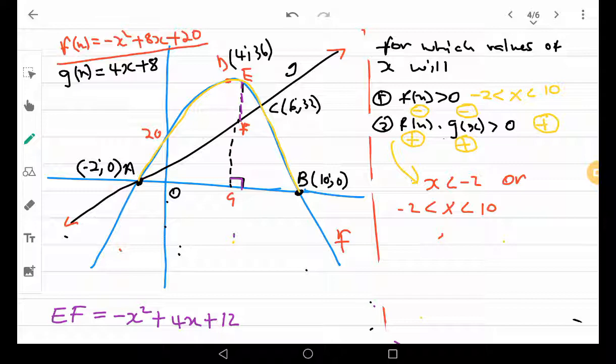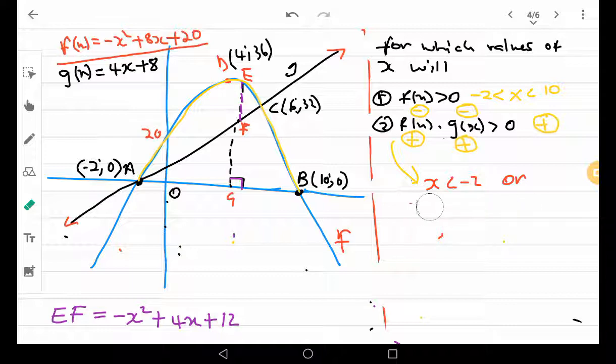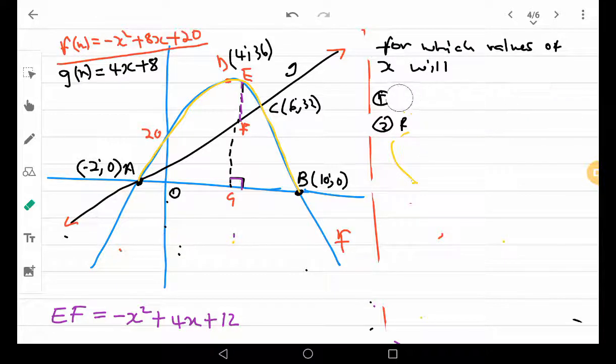That's how we discuss them. -2 and 10. Then we can get more questions. We can do more questions. Play around. Let's get another one.